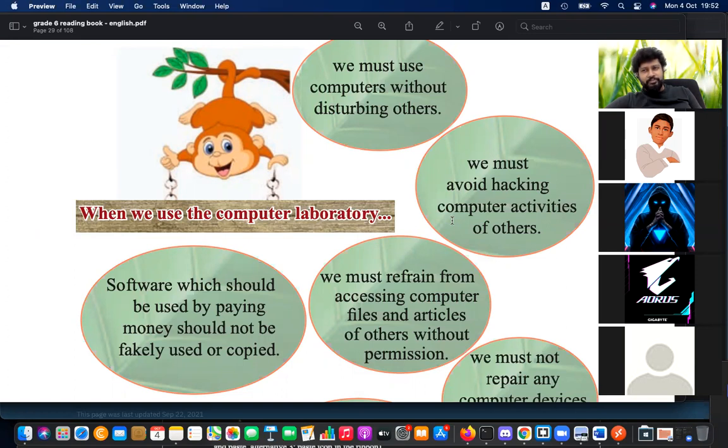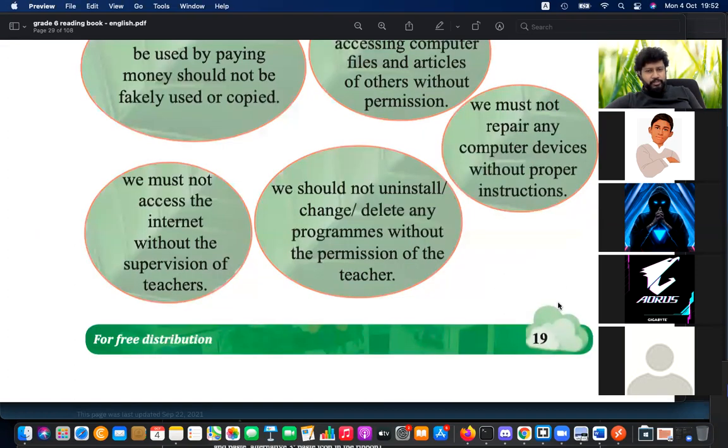Yes, sir. The repair. Okay, so let's move to the next part.